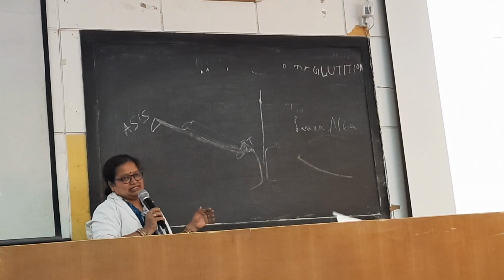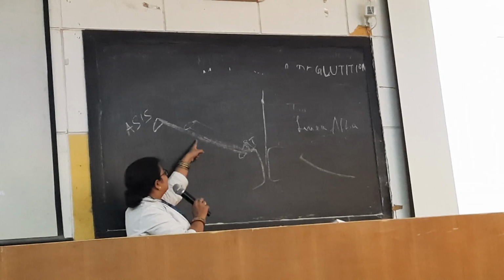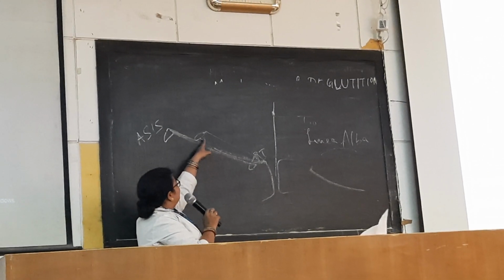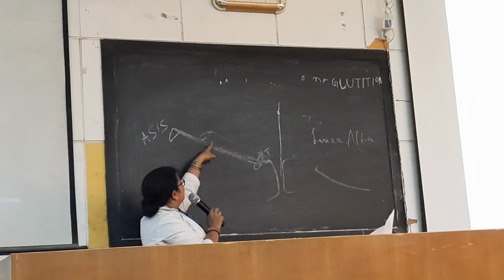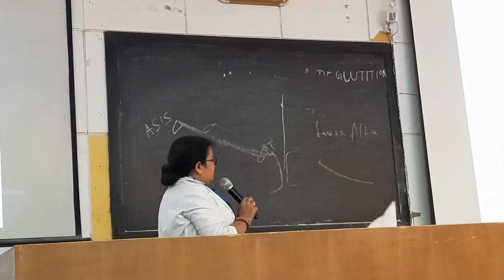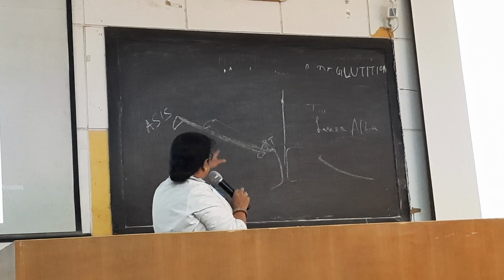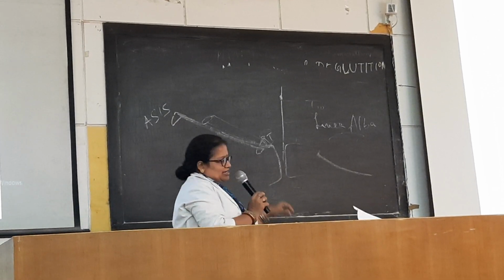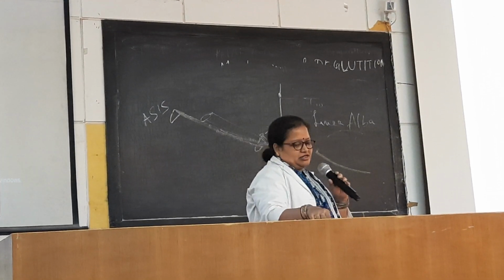The deep inguinal ring is an oval defect in the fascia transversalis. And where does it lie? It lies 1.25 centimeters above the mid-inguinal point. So the inguinal canal is 4 centimeters long.